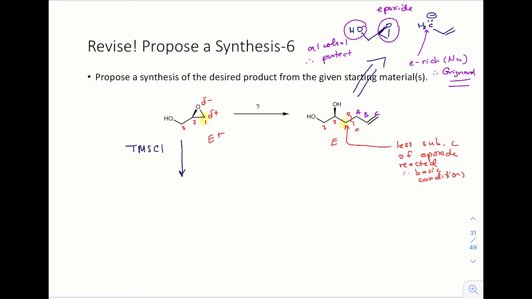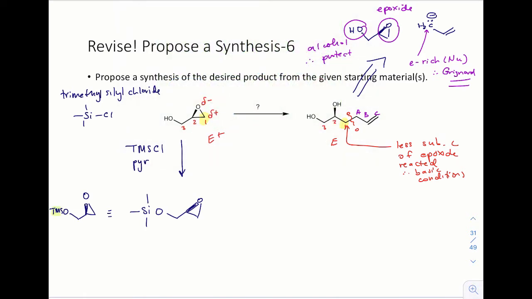We will use either TMS chloride or TBDPS chloride. A reminder that TMS chloride is trimethylsilyl chloride. Protection generates this intermediate. You can either draw out the silyl ether, or you could just use the acronym. TMS stands for trimethylsilyl. From the protected alcohol, we can treat with the Grignard reagent to effect the desired ring opening of the epoxide.